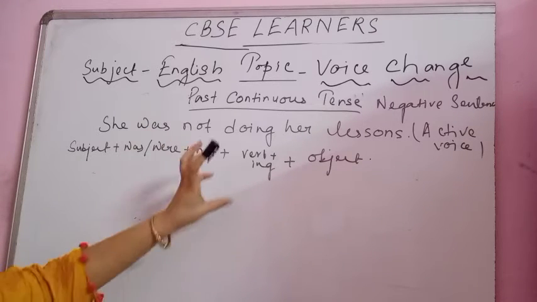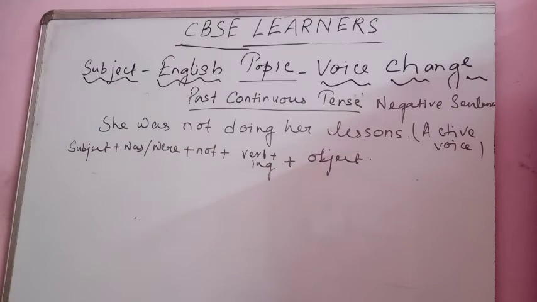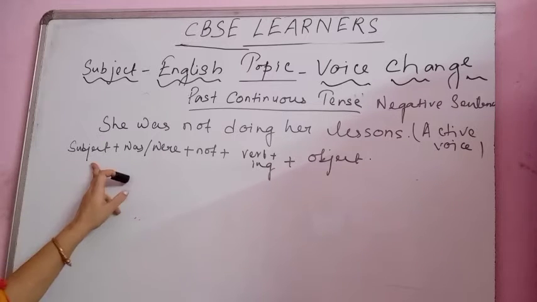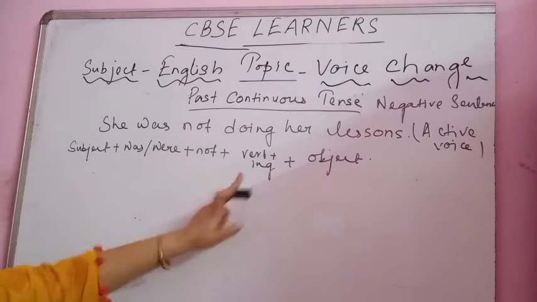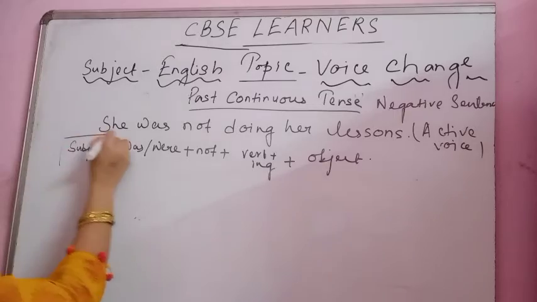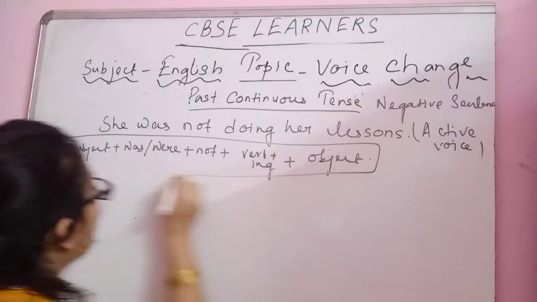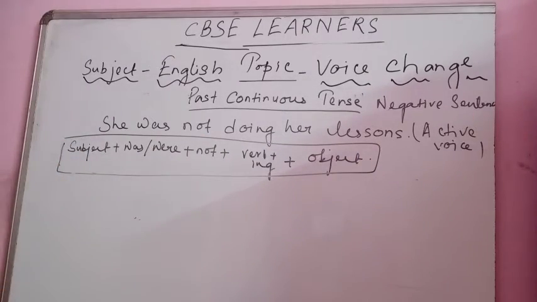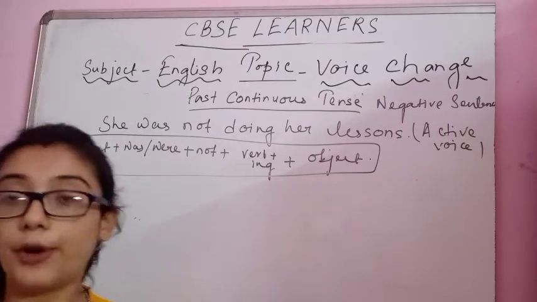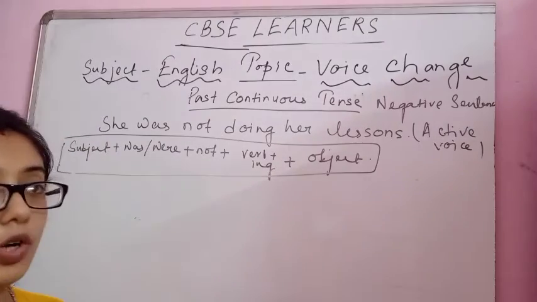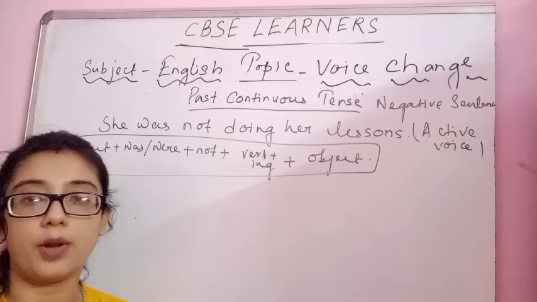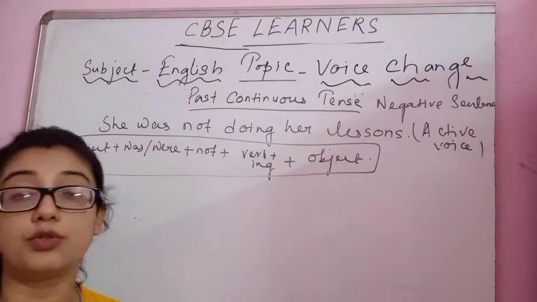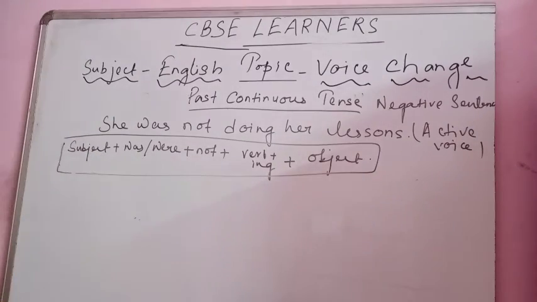In case of passive voice, you are very well explained with this and I have already explained. So I'm just giving the example and I am completing the lesson. So subject plus was or were plus not plus verb plus ing plus object. So this is the formula in case of active voice. So don't forget to learn the formula for active voice because you won't always be asked to change from active to passive. Sometimes they will ask you to change from passive to active. So just remember to mug up the formula also.